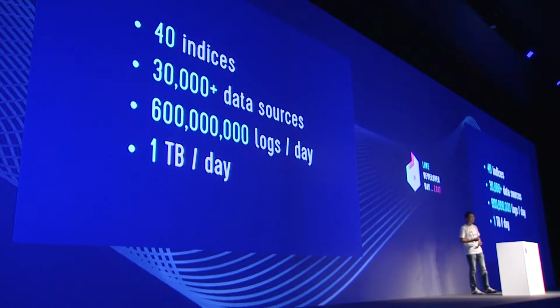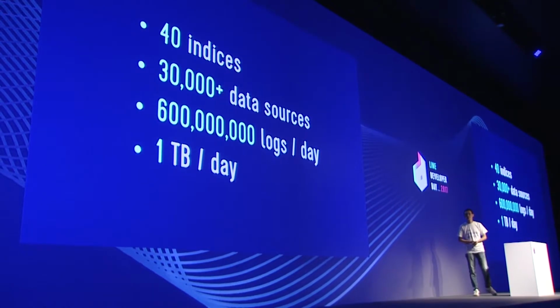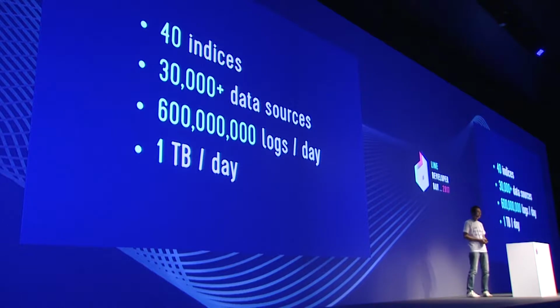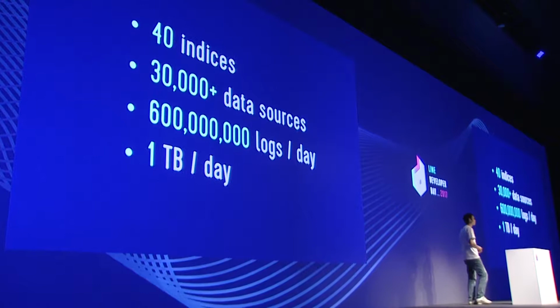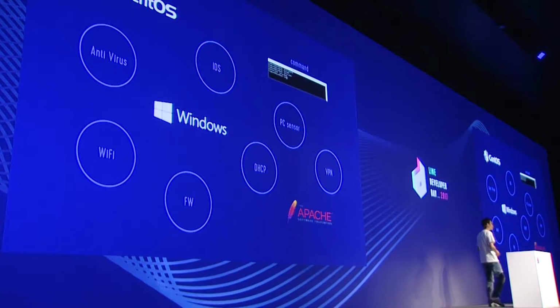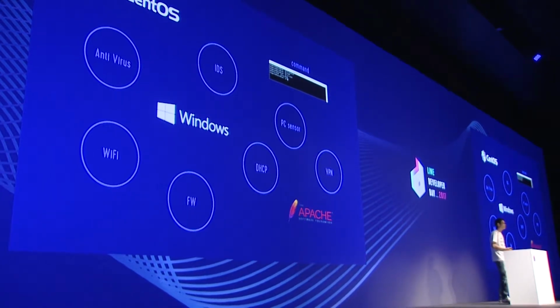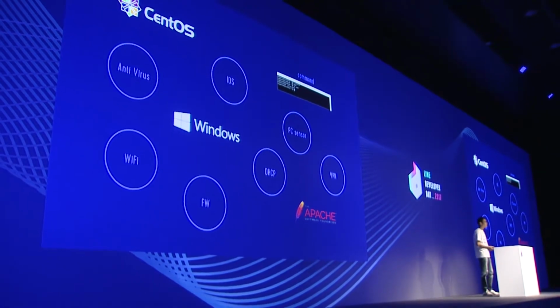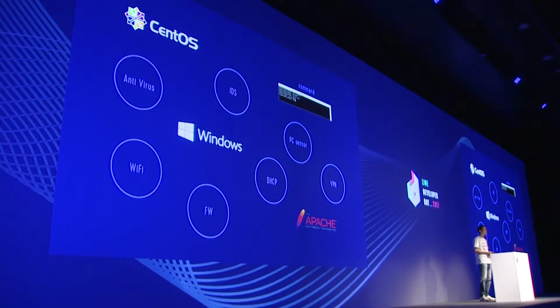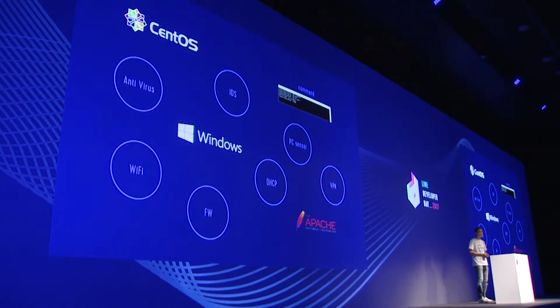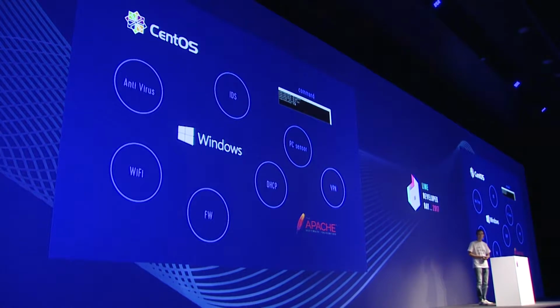With Monolith, we collect more than 40 types of logs coming from 30,000 or more data sources. The volume of logs is 600 million per day. In capacity, 1 terabyte. Server, PC, anything related to those with regard to security, some access logs of websites, and also network-related logs like firewall, antivirus, security solution, and detection logs are being collected.